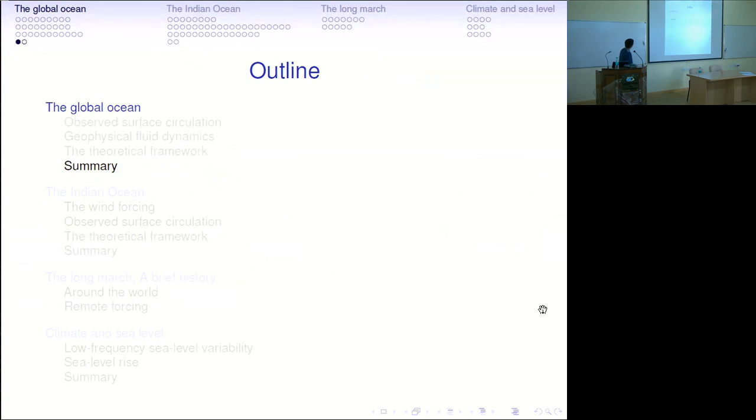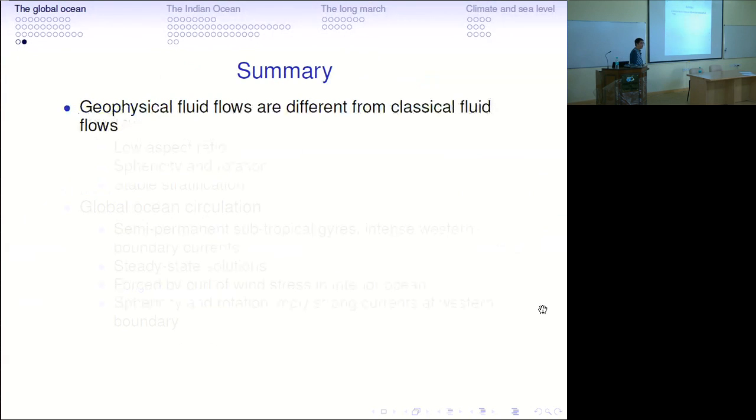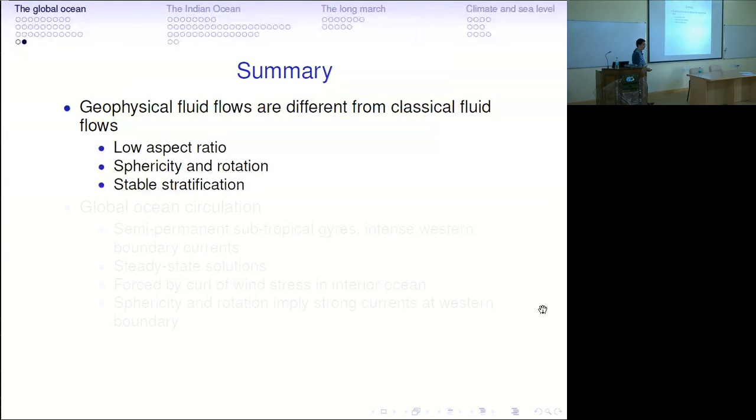So what's the summary? Geophysical fluid flows are different from classical fluid flows. One reason is the low aspect ratio. We're talking about very thin fluids. Another is sphericity. You cannot ignore it when you're looking at flows that encompass practically the globe. And rotation. Again, you cannot ignore it because you're talking of phenomena that have time scales greater than the time taken by the Earth to spin on its axis.